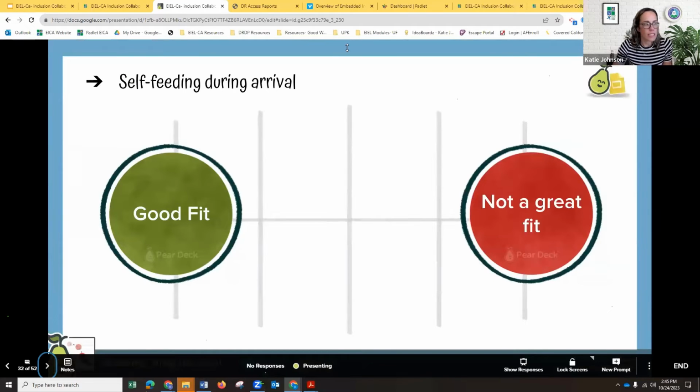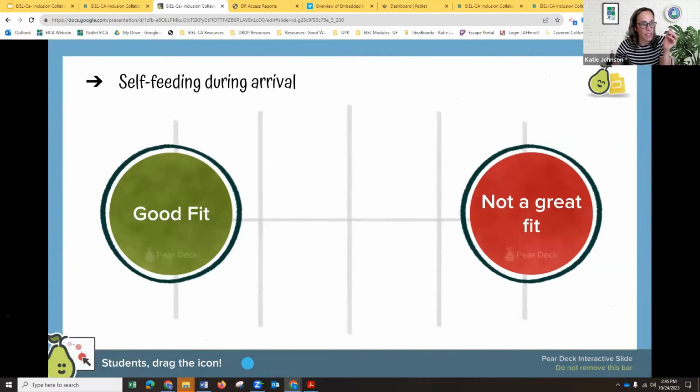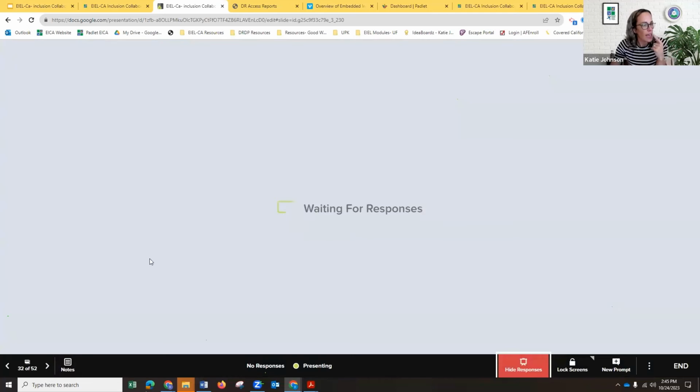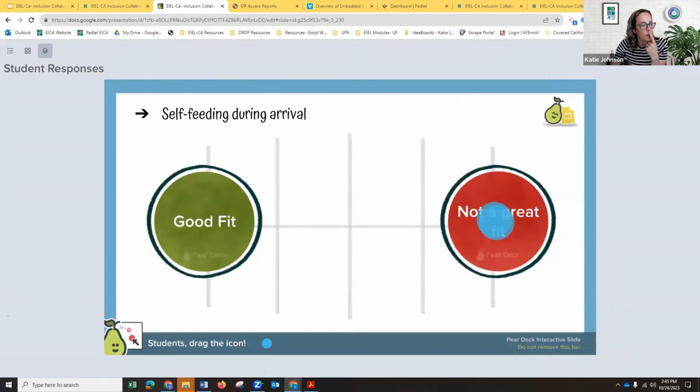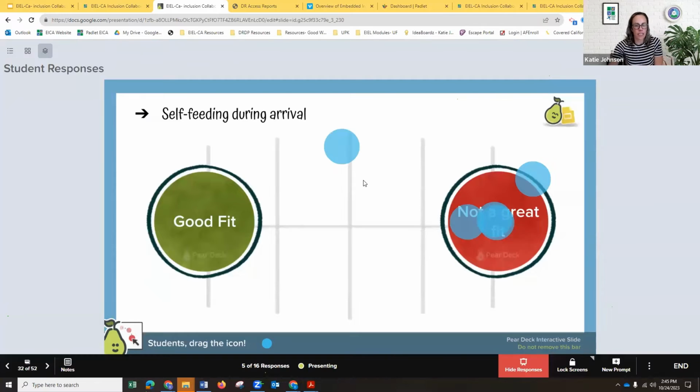Okay, we're gonna do a little practice. Okay, so make sure you're on your Pear Deck. And again, if you came in late, you can click on the link that says the Pear Deck. Erica has put it in there, and then you should be able to go on here and see if you think that this is a good fit. And you can move your blue dot to what you think it needs to be. Okay, so let's see where we're at. Okay, so we're not thinking that this is the greatest fit.